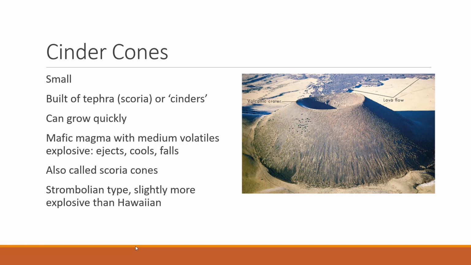Cinder cones. These are small. They're formed of eruptive tephra or scoria or cinders. They grow very quickly. They can also disappear very quickly. So these tend to be more mafic magmas with medium volatile content, so they are more explosive. So they will eject, cool, and fall, forming those edges. They also can be called scoria cones. These are more Strombolian type. They're slightly more explosive than Hawaiian type of eruptions, which is why we have that tephra coming out.